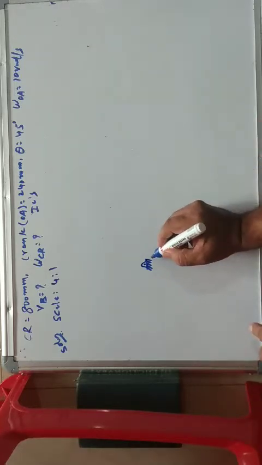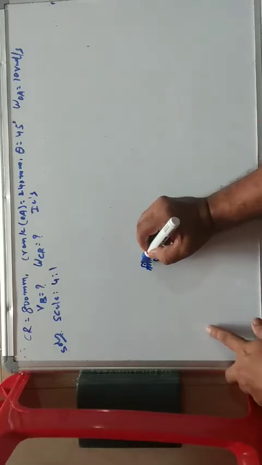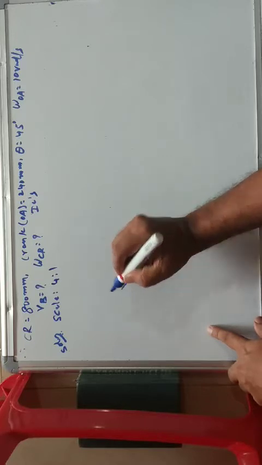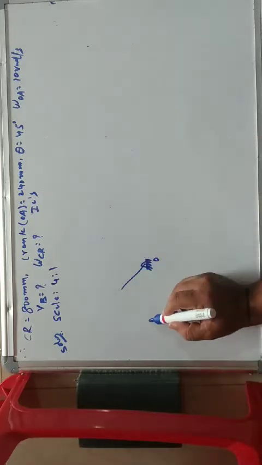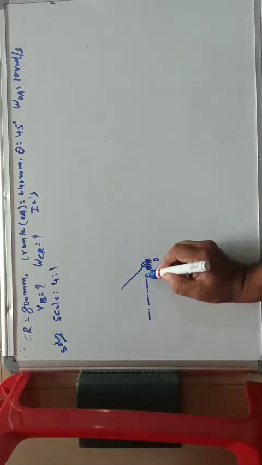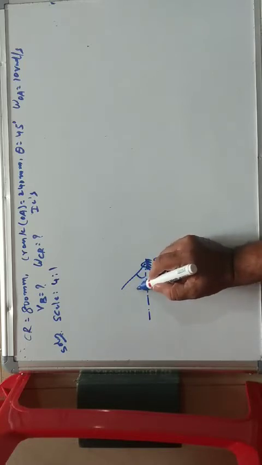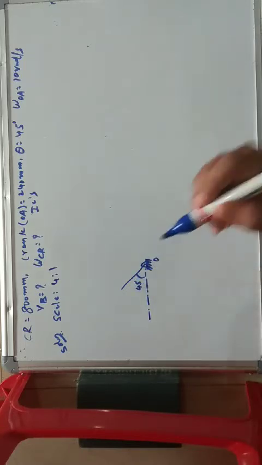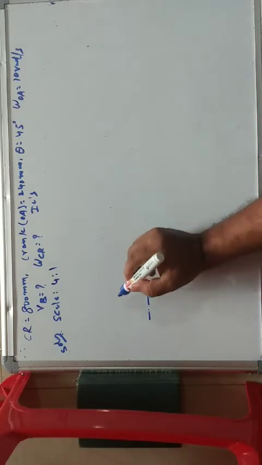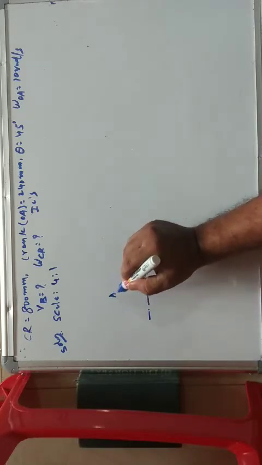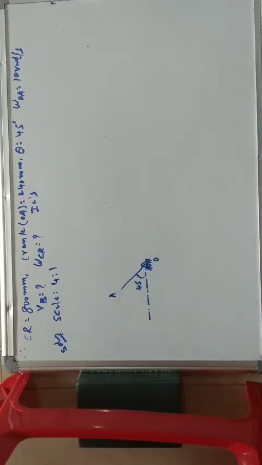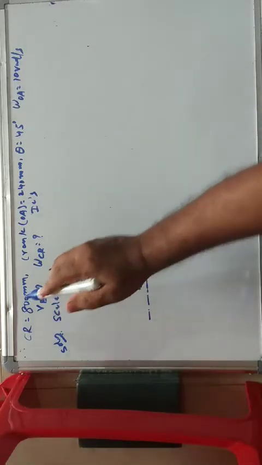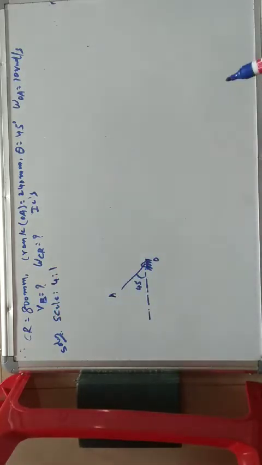This point is O, right? And here I will try to draw the crank. This is the angle made by the crank with the horizontal. The angle is given as 45 degrees, right? This point is which point? This point is A. OA is the crank. Then AB, the connecting rod, is 800 millimeters.